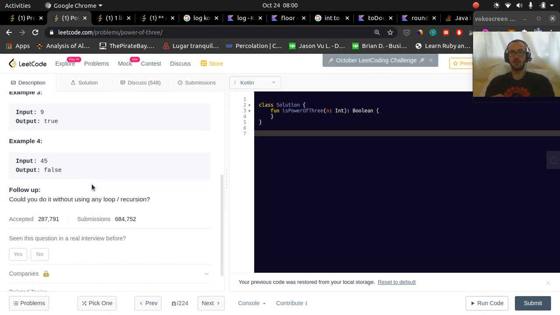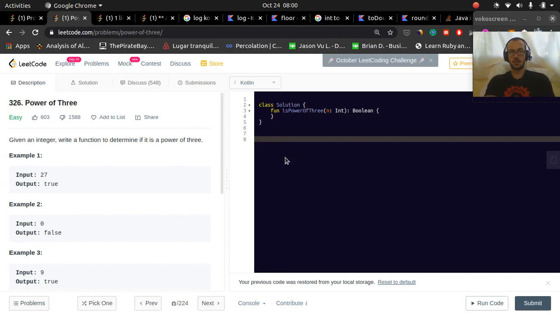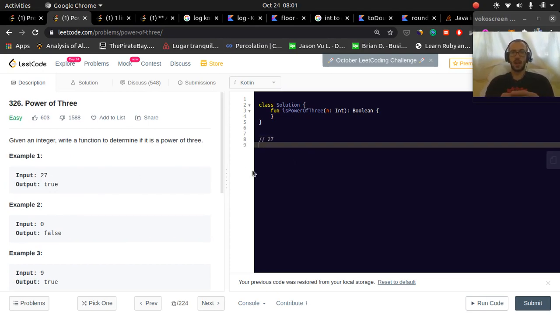So let's try and come up with a naive solution first, and then we'll see if we can do it without a loop or recursion. So let's do some examples here. Let's think about 27. How do we know this is a power of 3?